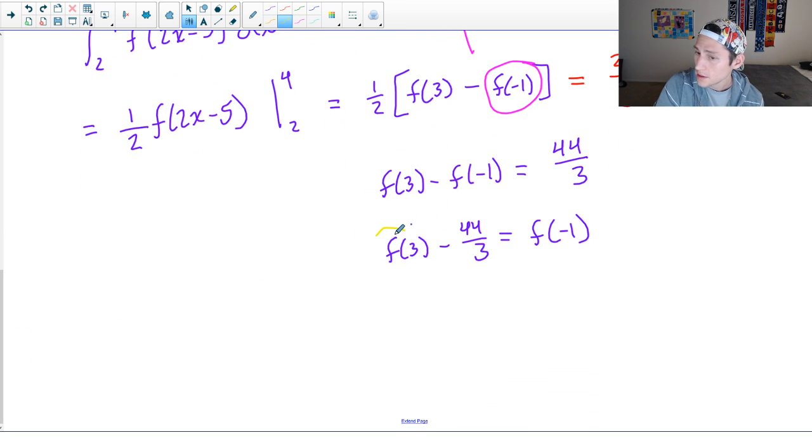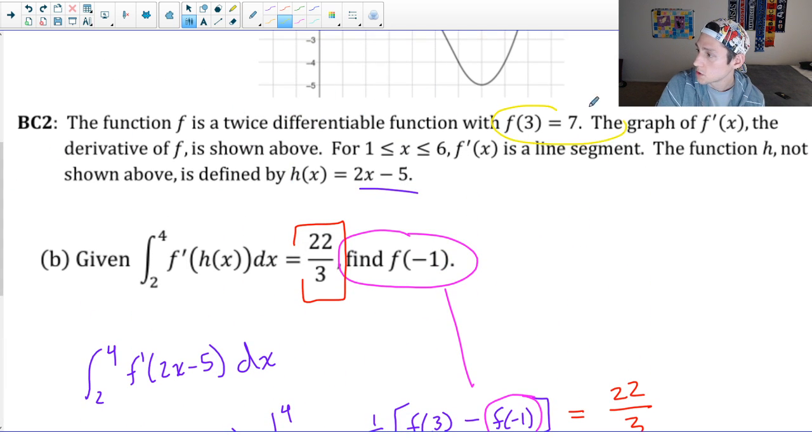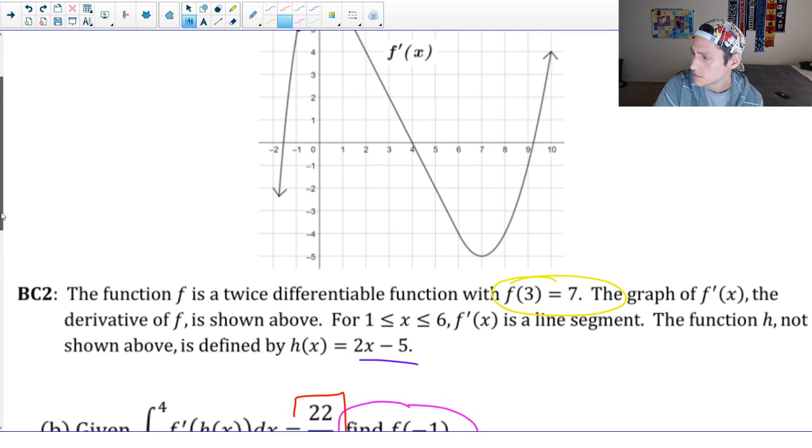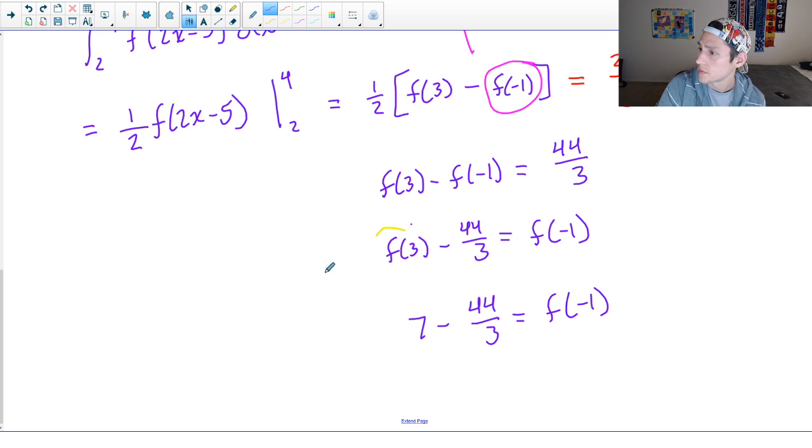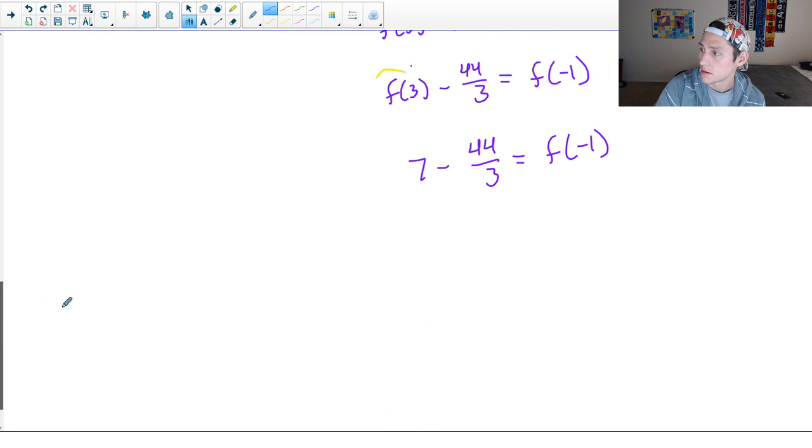Don't forget, f of 3, we already know what that is. We are told from our initial value that f of 3 is 7. So 7 minus 44/3 equals f of -1. 7 minus 44 thirds, so that would be 21 thirds minus 44 thirds. So that'd be minus 23 thirds.